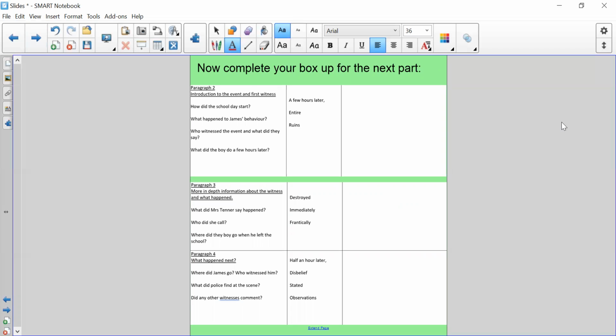To record this, you can either copy the columns onto a piece of paper or you can just write the points for each paragraph underneath a subheading so that all you email to us is the right-hand side of the table. I hope that makes sense. If it doesn't, please get in contact with us.